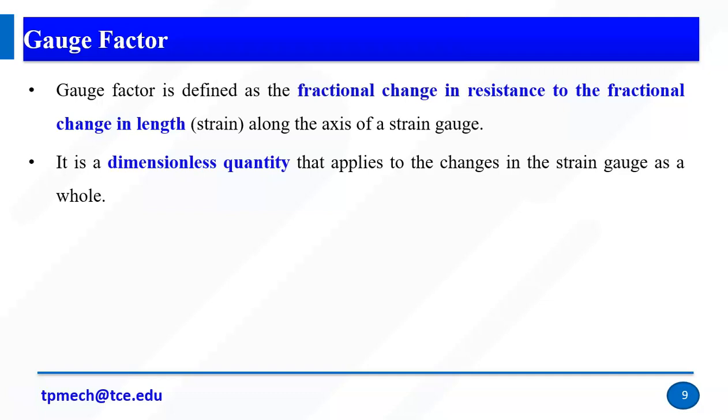So the gauge factor is defined as the fractional change in the resistance to the fractional change in the length. It is a dimensionless quantity that applies to the change in the strain gauge as a whole. It is provided by the strain gauge manufacturer.